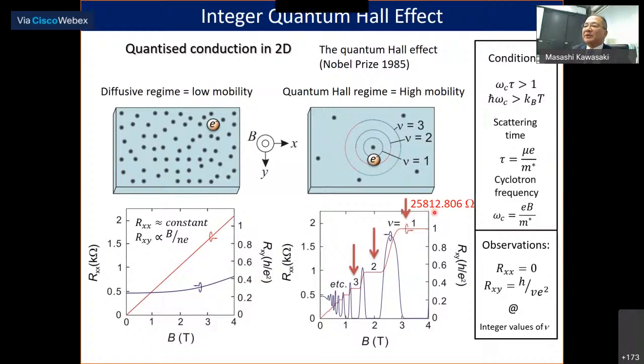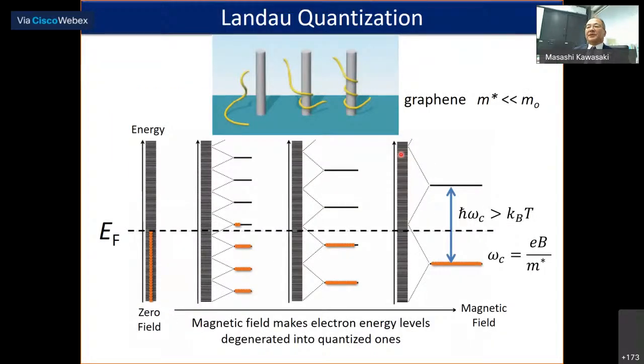And now people tend to use this quantum Hall effect as a standard for weight or kilogram. Okay, so in order to have this situation, first thing is this ωcτ must be greater than 1, meaning you should not have any scattering until the electron completes a circular motion. And the second requirement is ħωc must be greater than kT, meaning the energy separation between these quantized levels has to be greater than thermal agitation.